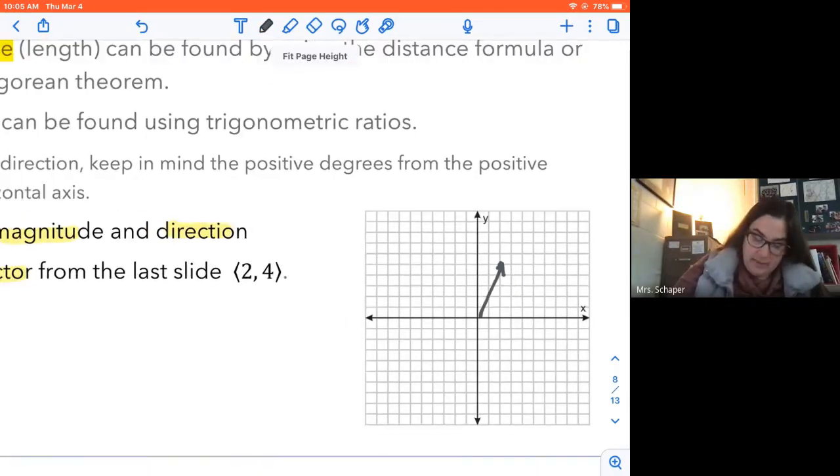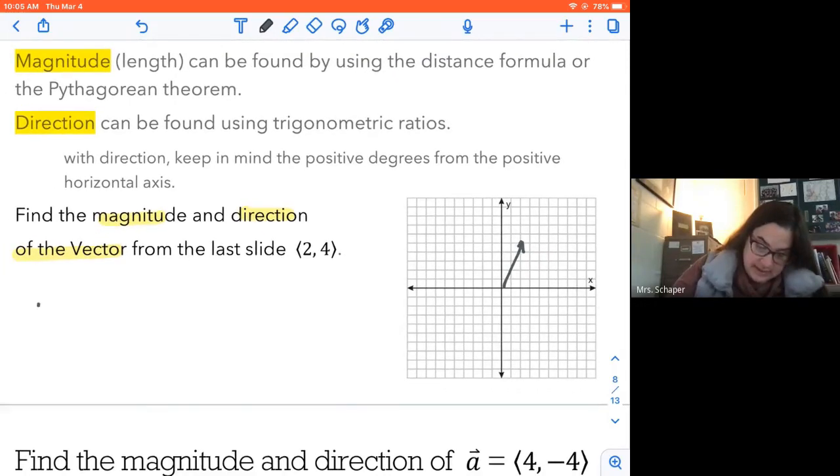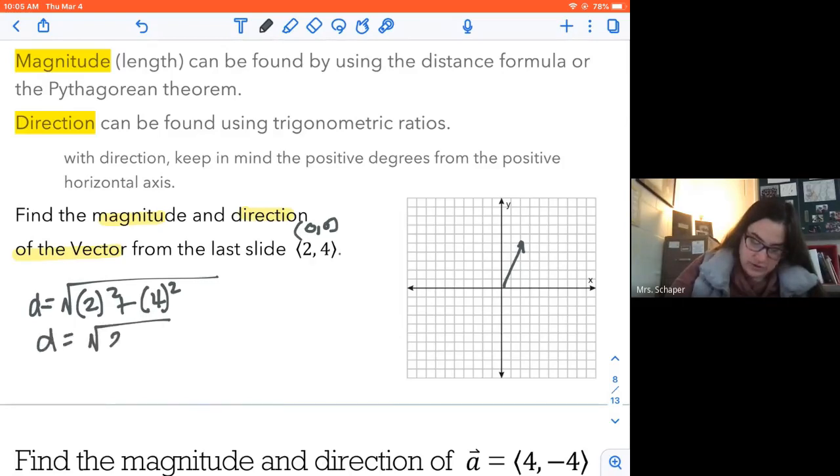Now, when I'm trying to find my magnitude, the distance is equal to the square root of, if it starts at (0, 0) and ends at (2, 4), x sub 2 minus x sub 1 squared plus y sub 2 minus y sub 1 squared. So the distance is equal to the square root of 4 plus 16, which is 20. So the distance is going to be 2 square roots of 5.